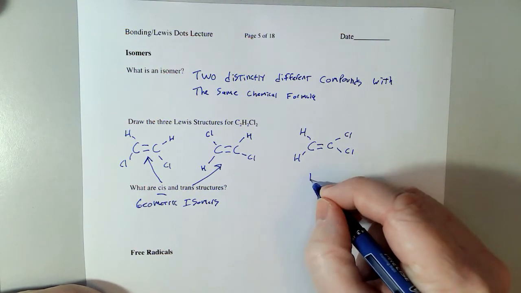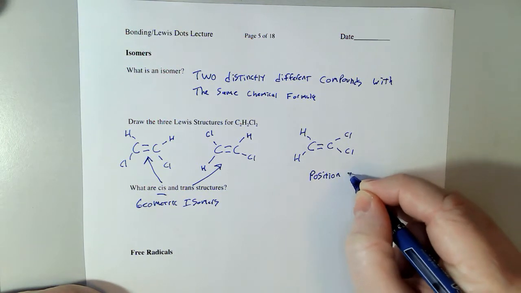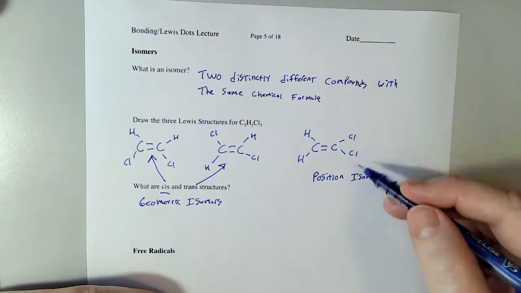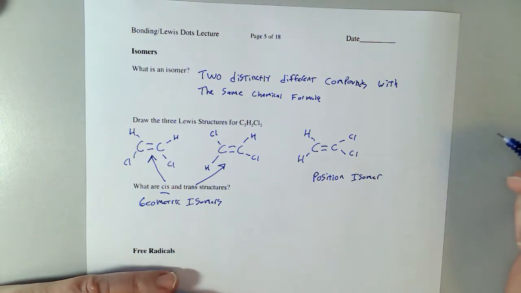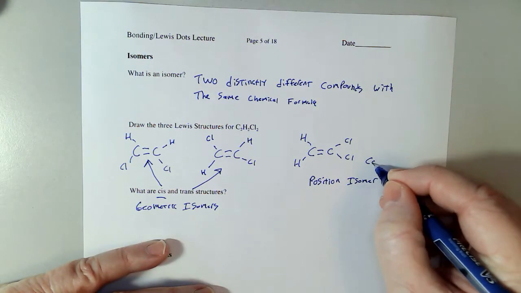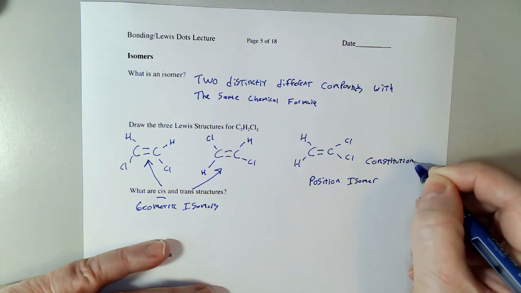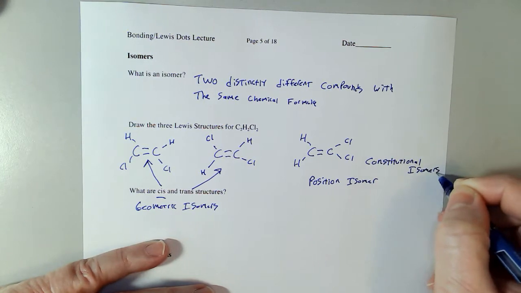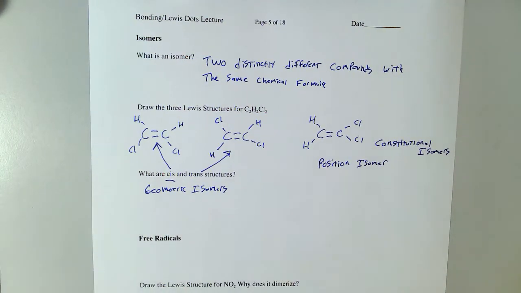Whereas this, I was taught, is a positional isomer, because we have changed the position of the chlorines. They're on a different carbon this time. Okay? Older folks tend to call these constitutional isomers. You're not going to hear that very often anymore. Okay? All right.